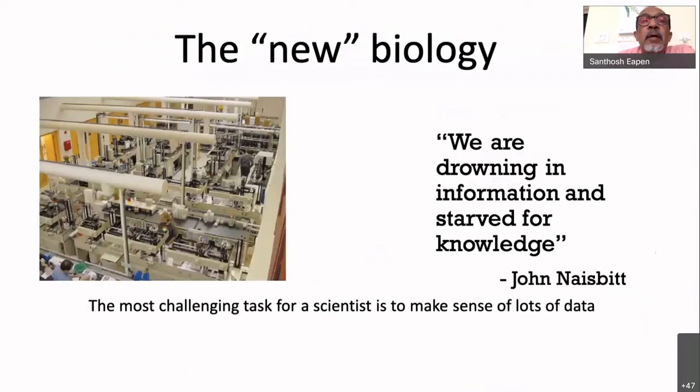So the new biology is all based on this. A lot of data is available, but we are unable to arrive at meaningful information or knowledge out of this data. That is the most challenging task for a biologist today: to make sense of the lots of data available. Any company will provide you the sequences, but unless some mechanism is available for analyzing them critically and deriving meaningful information, the whole meaning of the sequencing is irrelevant. That is what is happening nowadays.